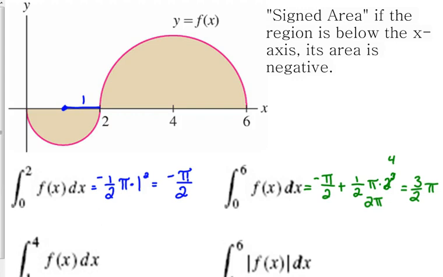Let me phrase it that way so you don't think angles. 3 halves pi, not 3 pi over 2. It's the same thing, but just trying to help you.